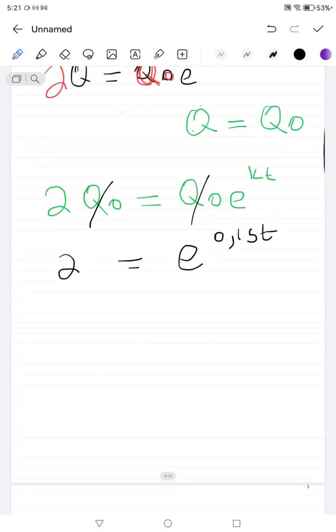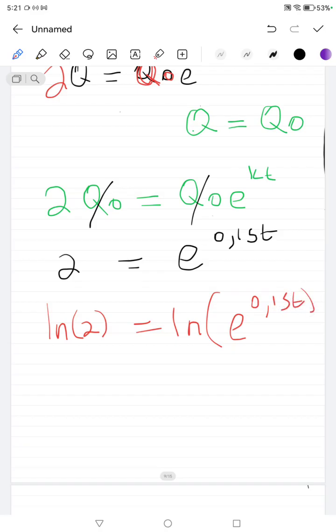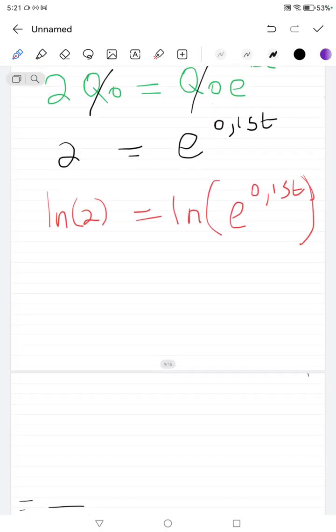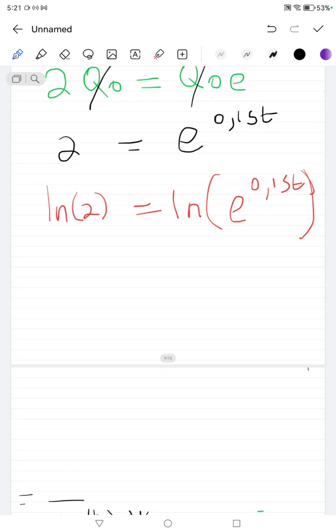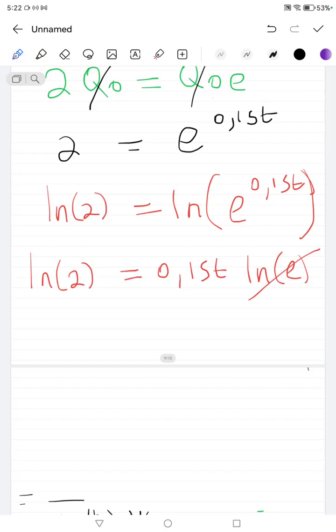So it means we're going to have ln of 2 equal to your ln of e to the exponent of 0.15t. So what are we going to have? We're going to have ln of 2 on this side. This side, we're going to have 0.15t. Then this side we're left with the ln of e, which is going to be 1. You can just cancel it out.